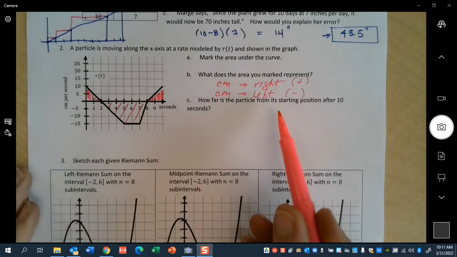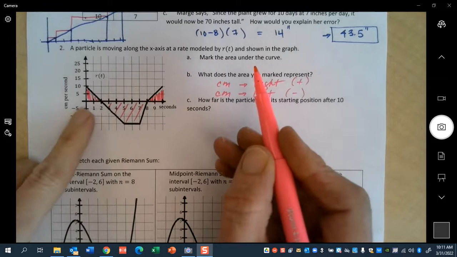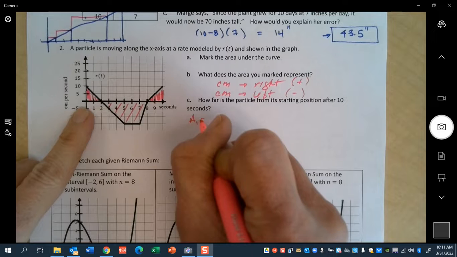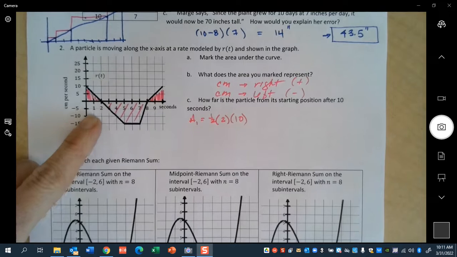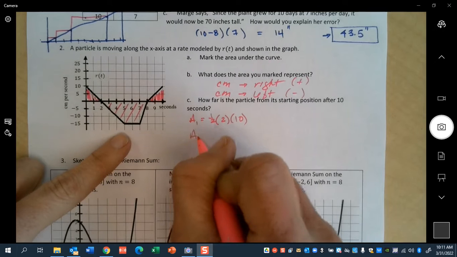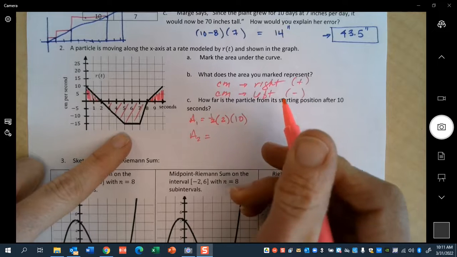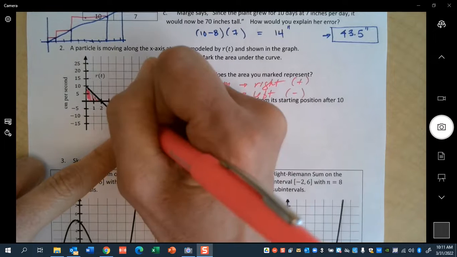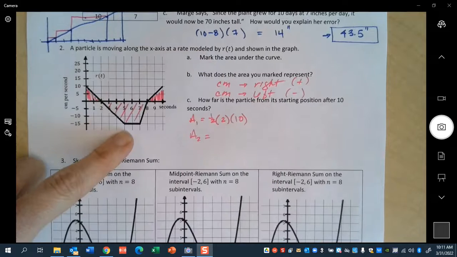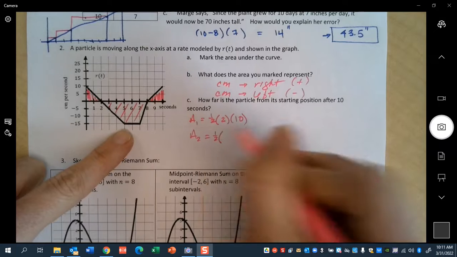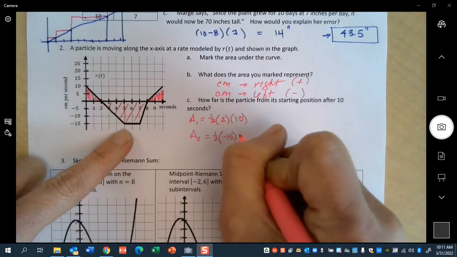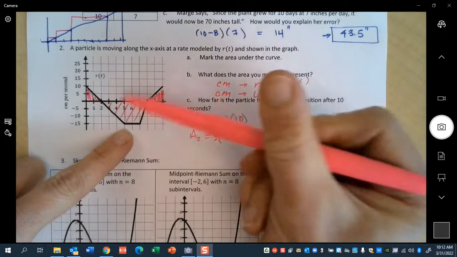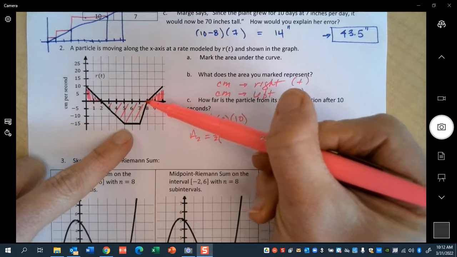So when we talk about how far the particle is from its initial starting position, when I look here, the area of my first triangle is 1/2, my base is 2, my height is 10. The area of my second area, it's a trapezoid, so either you divide it up into 2 triangles and a rectangle, or you know the formula for the area of the trapezoid. Area of the trapezoid is 1/2 times your height, which in this case is -15, times the sum of the bases, which is 1, 2, 3, 4, 5, 6.